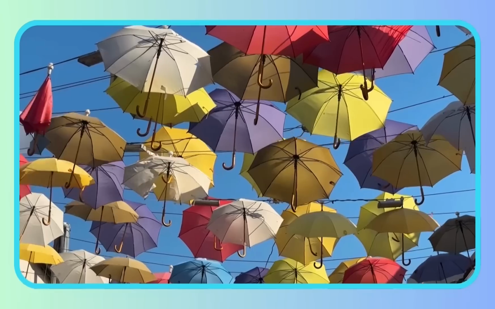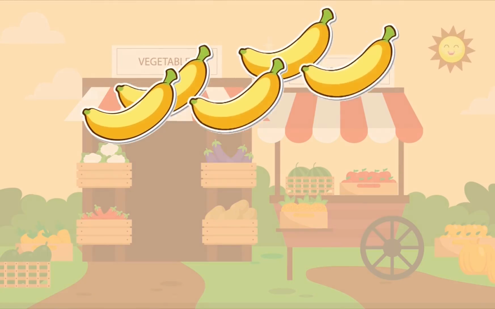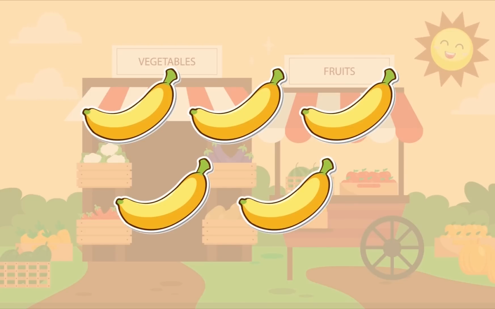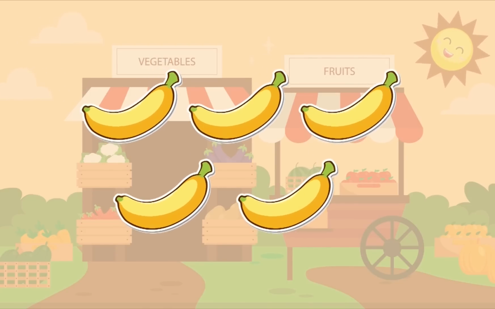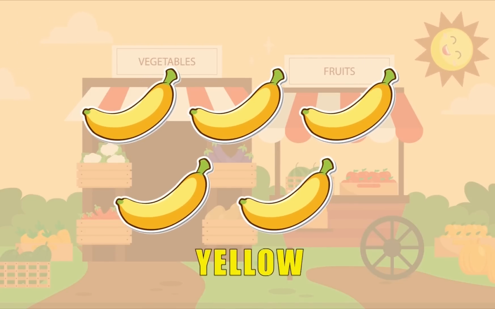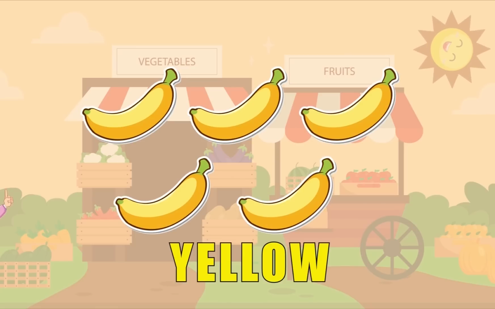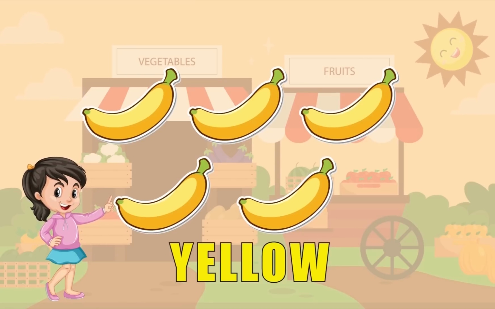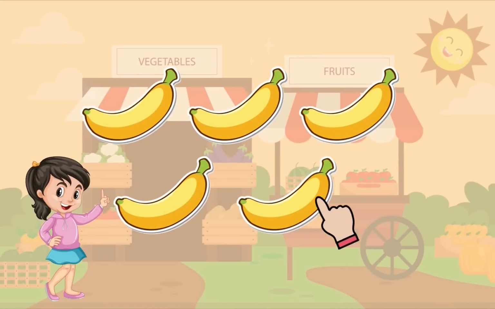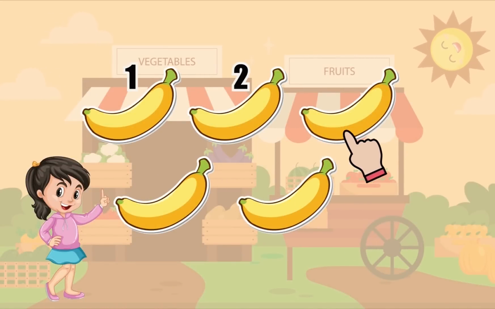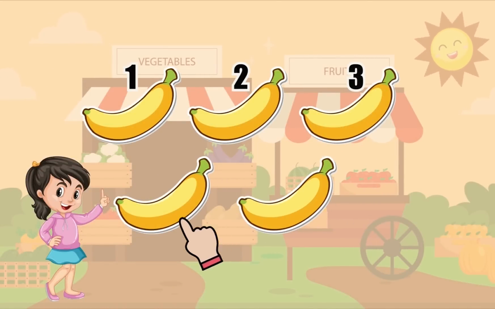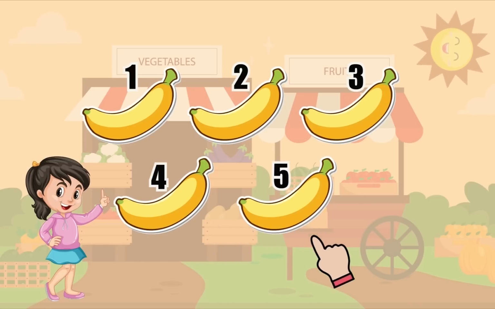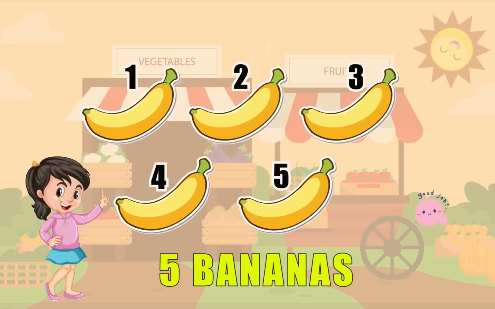Good job, kids! I see bananas. The bananas are color yellow. Can you help me count the bananas? Let's count how many bananas are there. 1, 2, 3, 4, 5. 5 bananas.